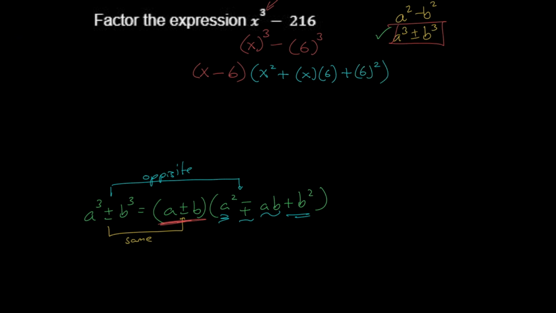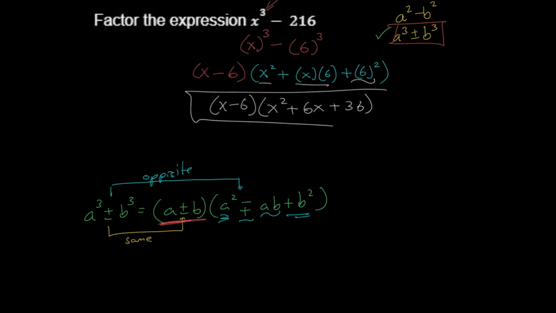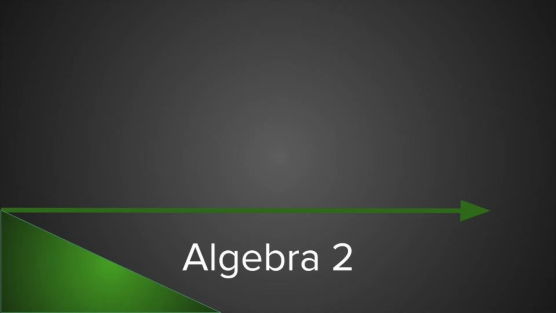Now, just to make it look a little nicer, I'll simplify my factor, and then we'll be done. So x minus 6, then we have our x squared, not changing there, but x times 6 is 6x, and then 6 squared is 36. So overall, this is my final answer.